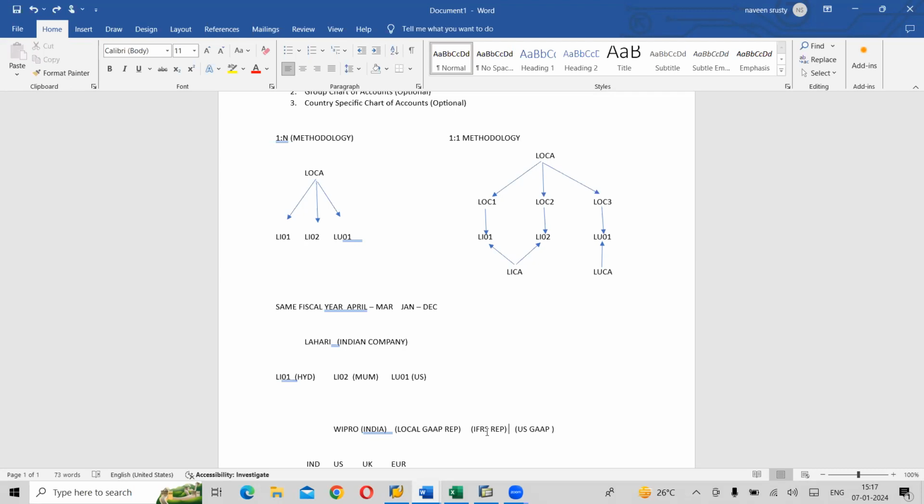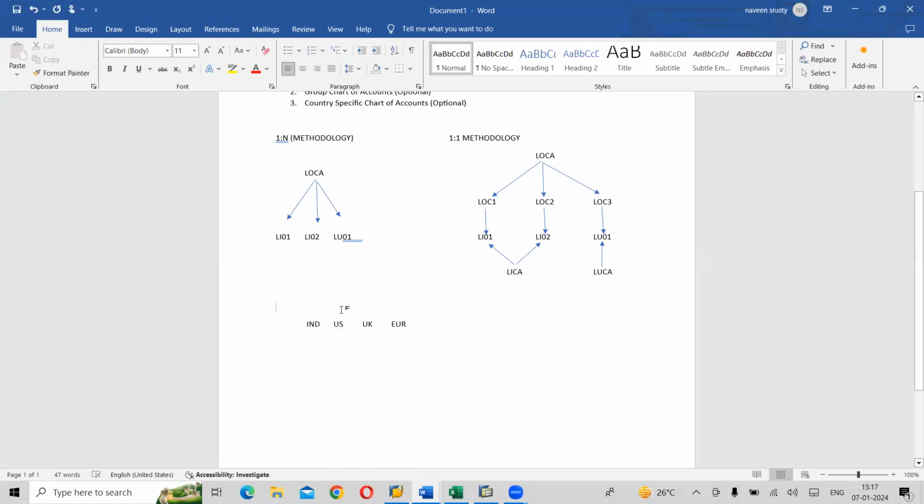Okay. Right. So next. Understood, right? Group chart of accounts, country specific. And most important thing is, we have account groups actually. Below the chart of accounts, we have account groups. What do you mean by account groups?